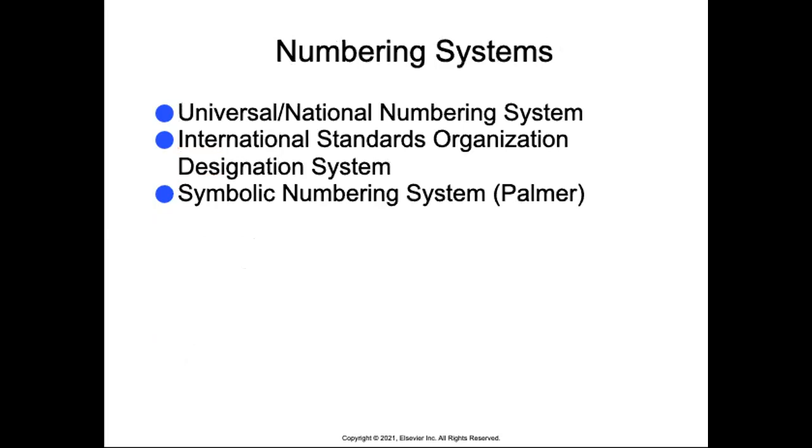So now talking about numbering systems. There are 3 different numbering systems that we will go over. The one that is mostly used, especially in the United States and especially for general dentistry, is the universal or national numbering system. With this, the teeth are numbered from 1 through 32. You can find a chart of how these teeth are numbered on page 29.